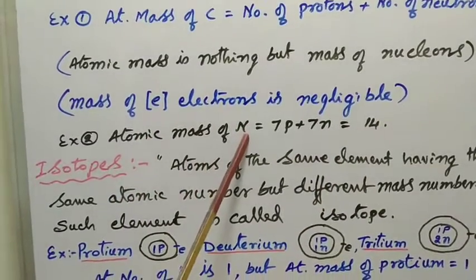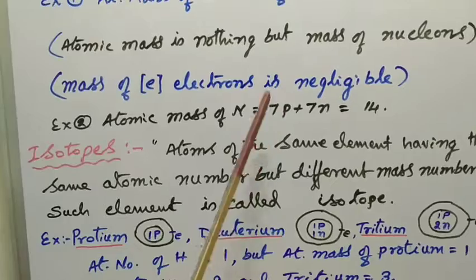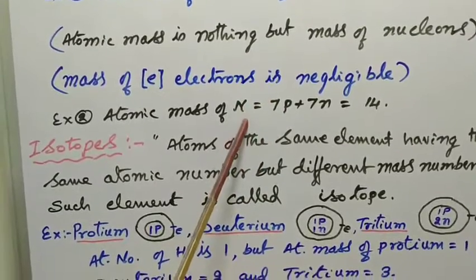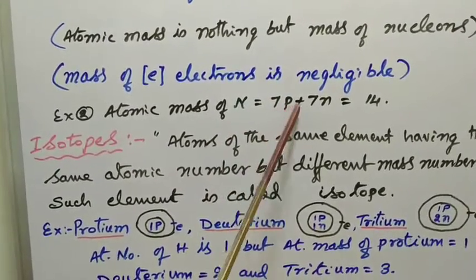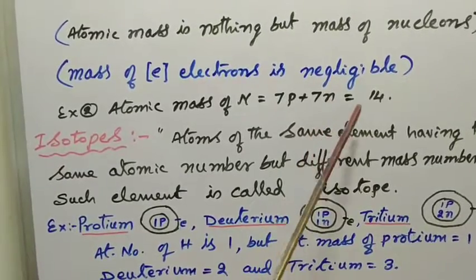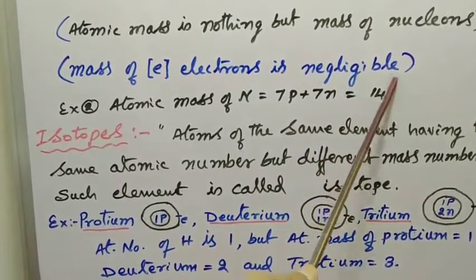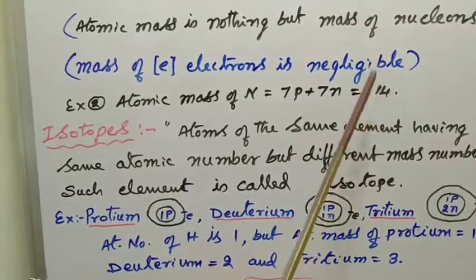Atomic mass of nitrogen. One atom of nitrogen has a nucleus with 7 protons and 7 neutrons, that is equal to 14. Atomic mass is 14.